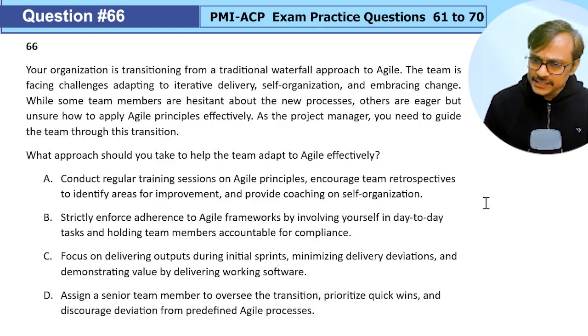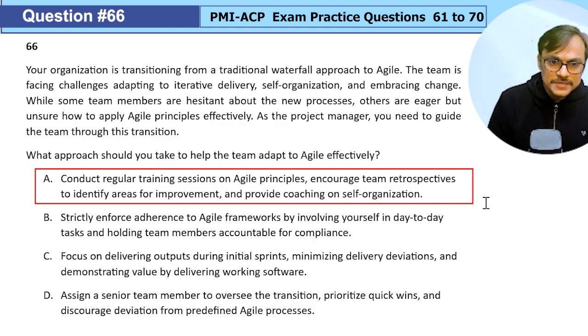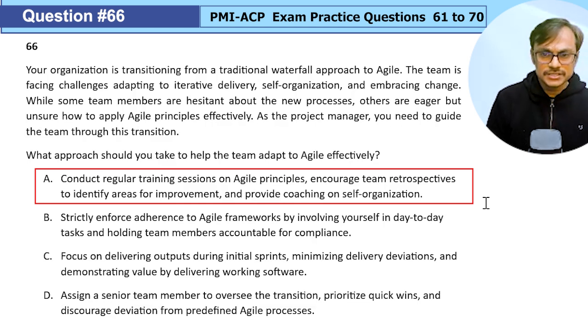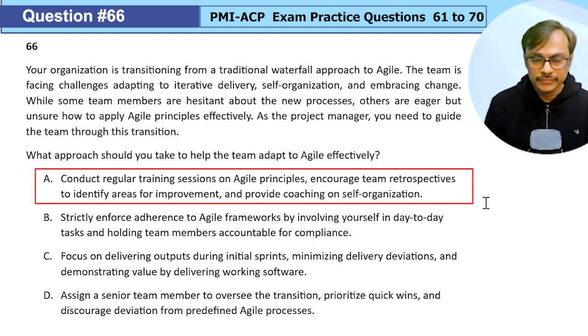So I should be supporting my team with knowledge transitioning. That's something we are looking for. I should be having some tolerance for failure. That is something I'm looking for. I may do more extra handholding because the team is new. So I may focus on training, mentoring. So these are the elements. If I get them in an option, I will like it. Option A, conduct regular training sessions on agile principles, encourage team retrospectives to identify areas of improvement, and provide coaching on self-organization.